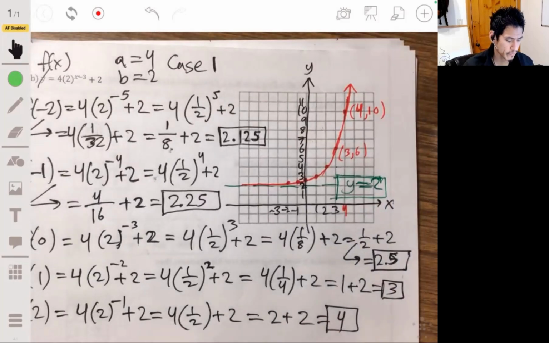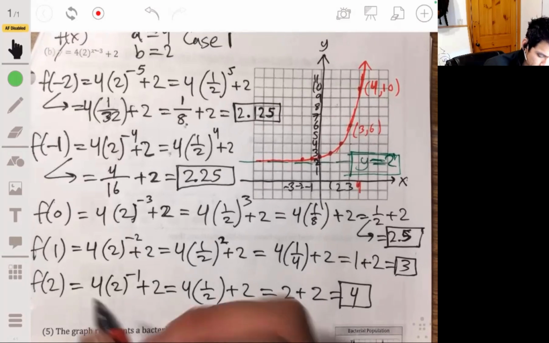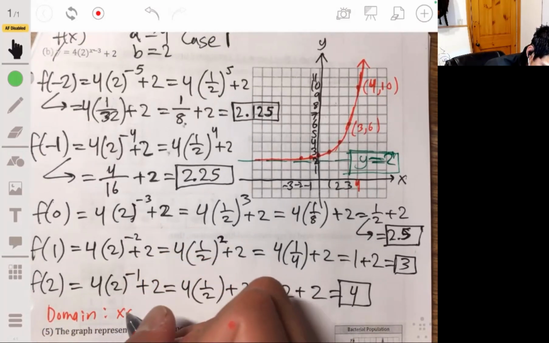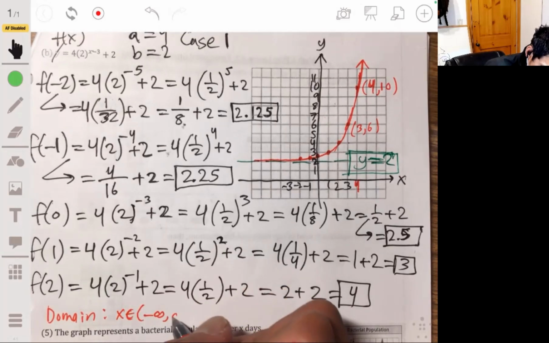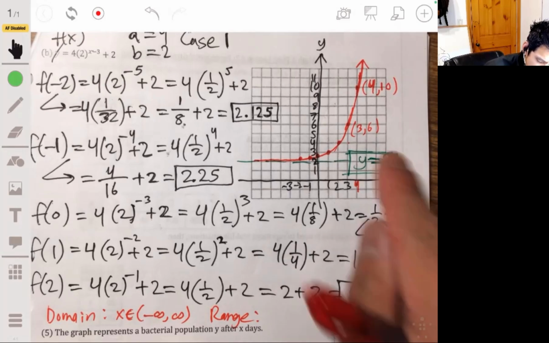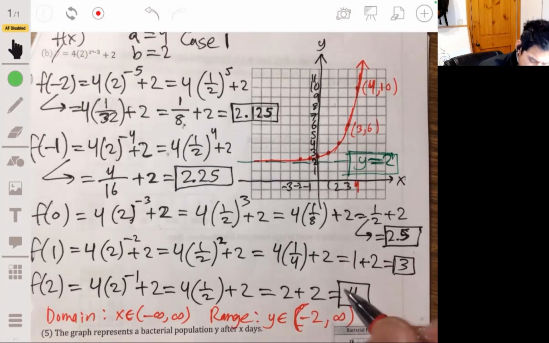But this is your graph again. And so the domain here will be all real numbers again. And the range will then start from 2. So we're going to have from 2, parentheses around 2, to positive infinity.